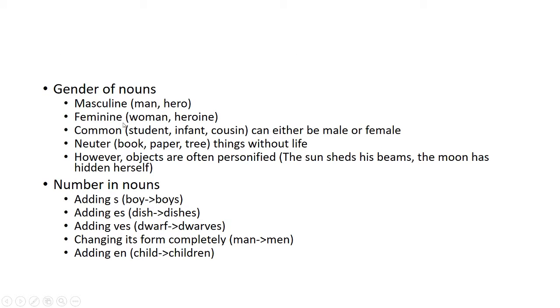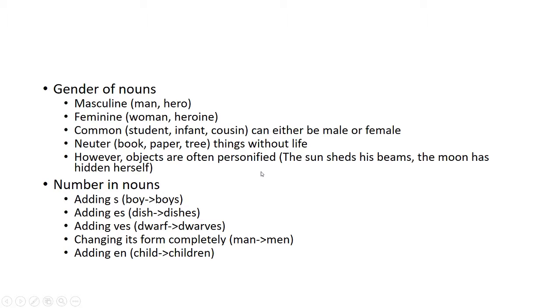Gender of nouns. So we have masculine gender such as man or hero. We have feminine gender for women like woman and heroine. We have a common gender like student, infant, cousin, which can either be male or female. Then we have a neutral gender such as book, paper, tree. This gender is used for things which do not have life.